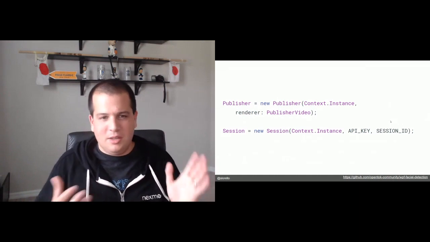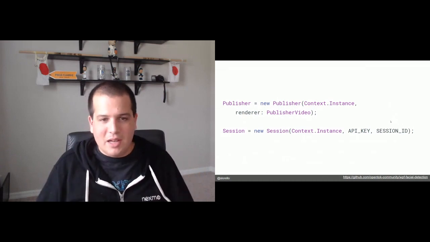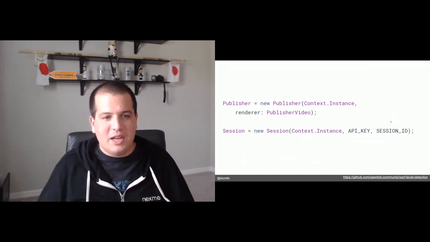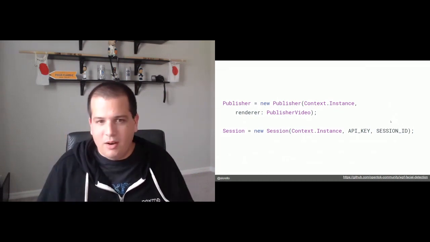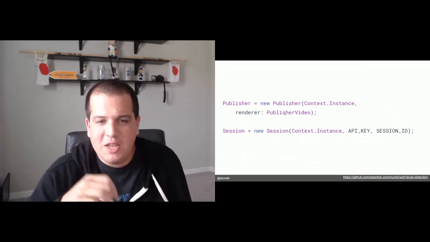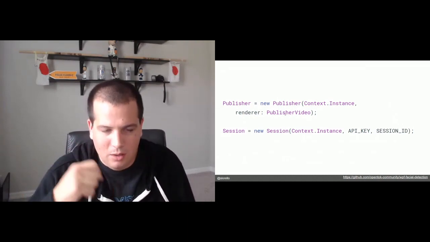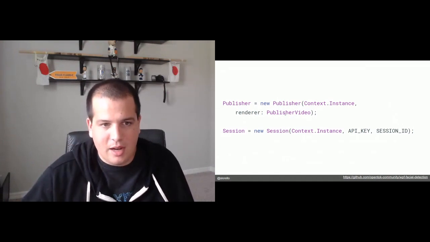And the JWT, same deal. You can generate them through a JWT. So that could all be done dynamically. I'm just hard coding them here for the sake of simplicity. Notice how I am constructing the publisher here. I'm passing in this publisher video. That's the FaceDetectionVideoRenderer that we're going to be creating, and that has the ability to detect faces.